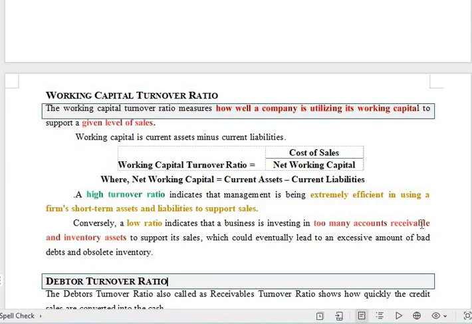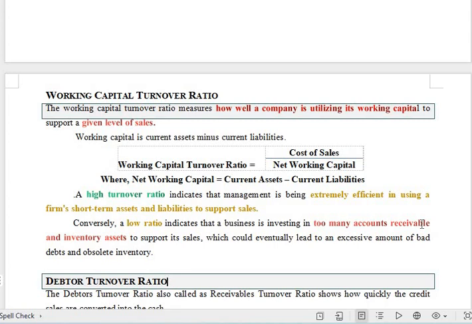What is the term current asset? Current asset is nothing but the temporary asset which can be easily converted to cash whenever the business requires. Those assets we call current assets. I explained these two terms, current asset and current liability, when we were discussing the solvency ratio. Then what is the term current liability? Those liabilities the business has to pay within a year, within a shorter duration, we call current liabilities.